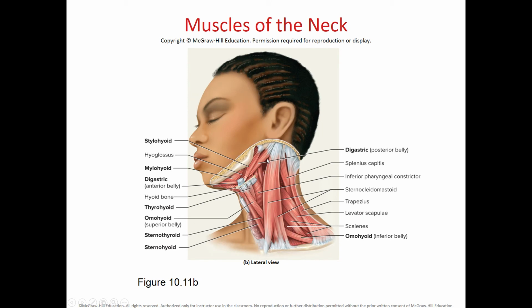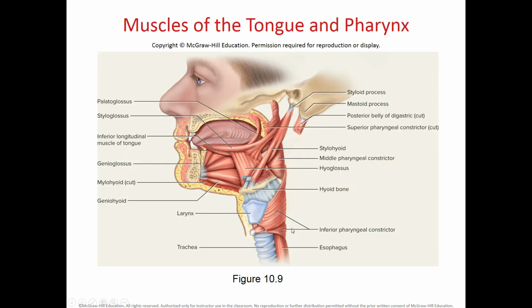This is the lateral view of the muscles of our neck. This will be the sternocleidomastoid. And then in here, we have some muscles that are called the scalenes. And then again, this is the view of the muscles of the tongue and the pharynx.